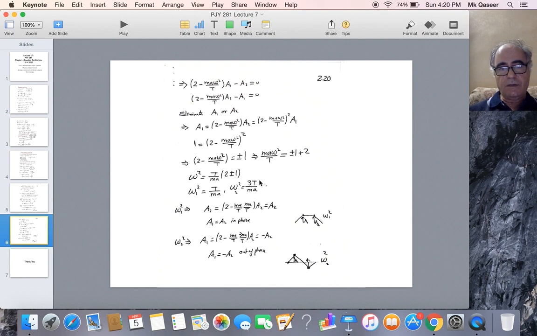Now for the second frequency, or second mode, substitute in any one of these equations. For omega 2 squared equal to 3T over m a, we get a1 equals minus a2. That's the two particles are out of phase. If one is displaced up, the second is displaced down, and so on.